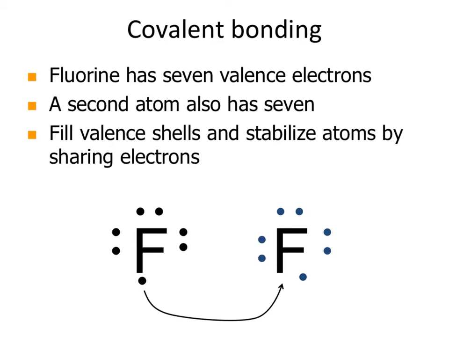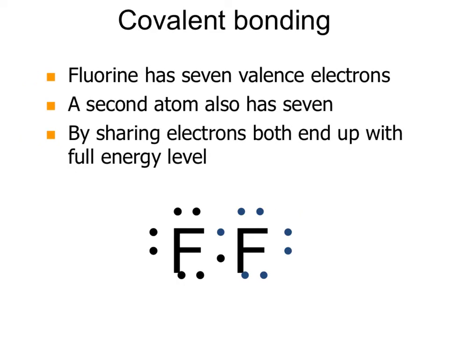What's going to end up happening is these electrons here that are by themselves are going to share between them so that they can stabilize their outer shell. So what does this look like as far as a Lewis dot structure? It looks like these electrons right here in between the two fluorines are in between them, and so if you count around each fluorine you have a full energy level. This double dot represents the covalent bond.